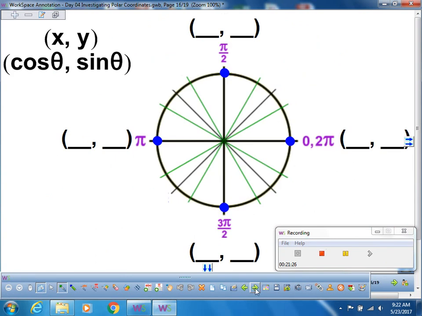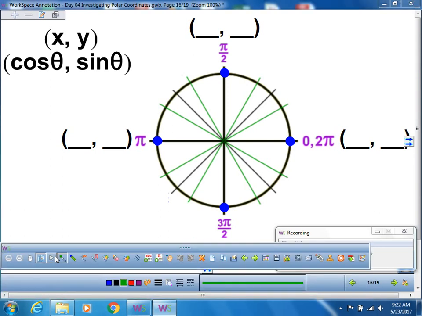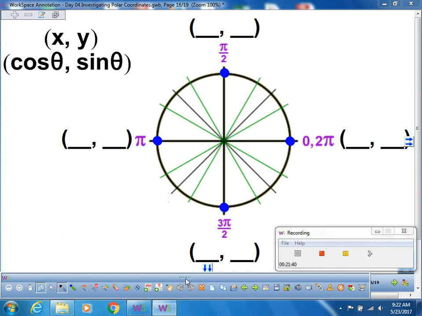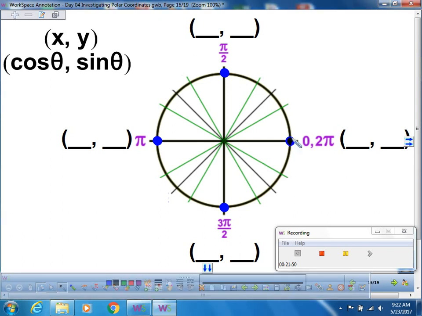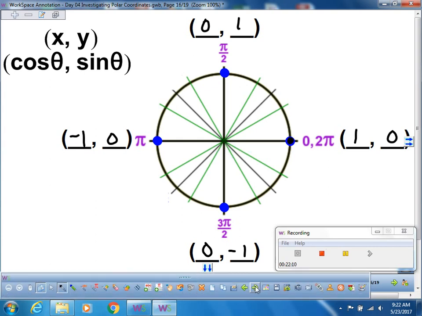Oh, I need to do this one as well. Sorry, guys. Back up here. Here's the easiest one. Right here at this point, what's my cosine? Here, at this point. 1, 0. My cosine's 1. My sine is 0, because it's just like a coordinate plane. And here? 0, 1. And here? 0 for my x-axis, negative 1 for my y-axis.